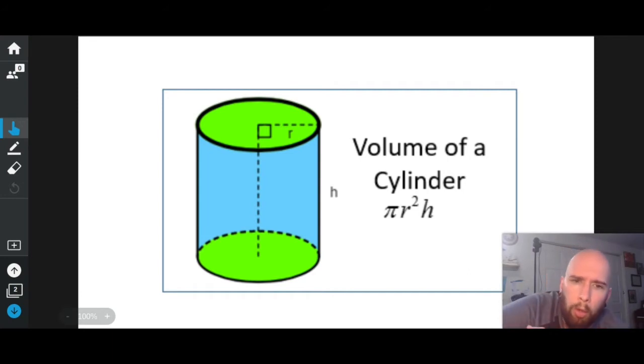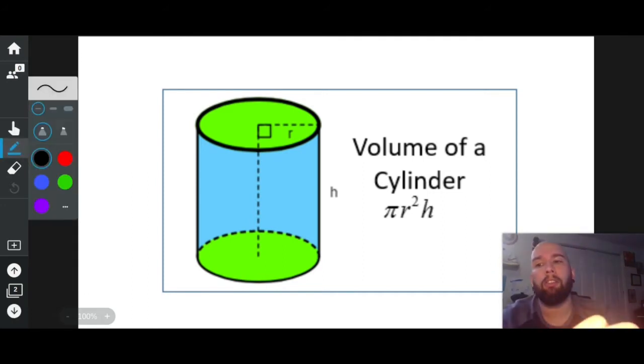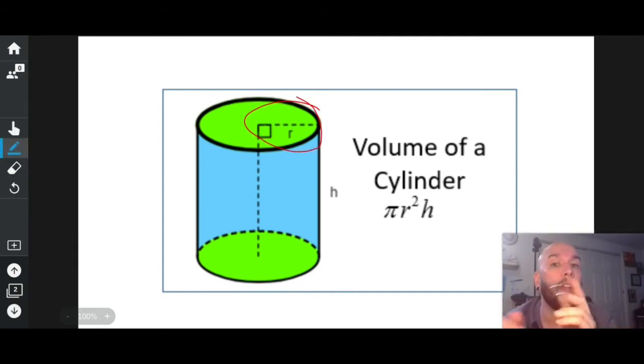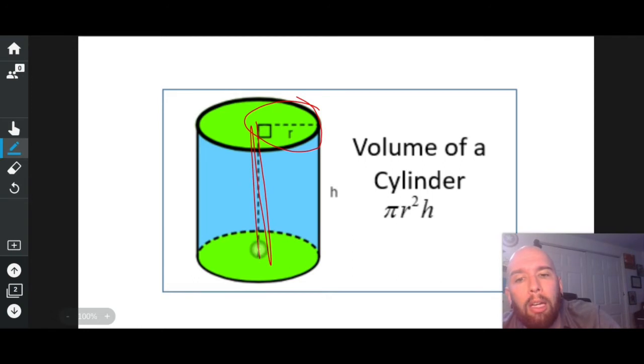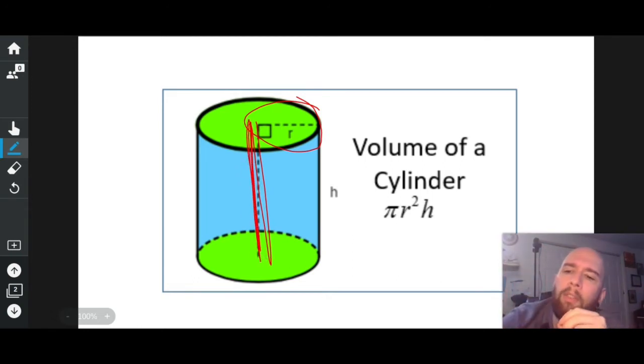There's the formula for it. The volume of a cylinder is pi times the radius, not the diameter, we'll deal with that, squared times the height. And the height is straight up and down if you were to stand the can up. So let's find the volume of a bunch of different objects, shall we? Let's.